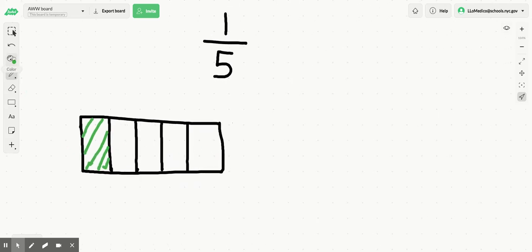Now, one way you can find an equivalent fraction is by drawing an imaginary dotted line right across the middle, almost as if you were folding it in half. Now that we've done that, we can count all the parts. 1, 2, 3, 4, 5, 6, 7, 8, 9, 10. Before, we had 5 parts. Now we have 10 parts.